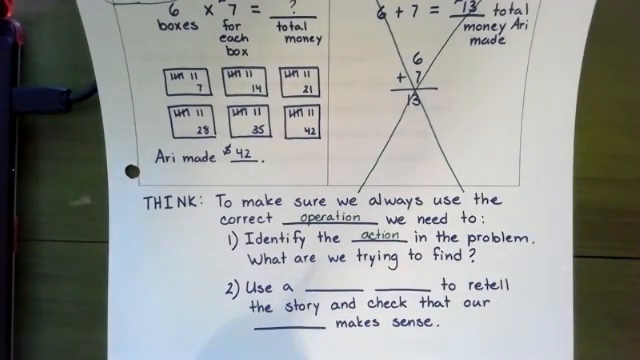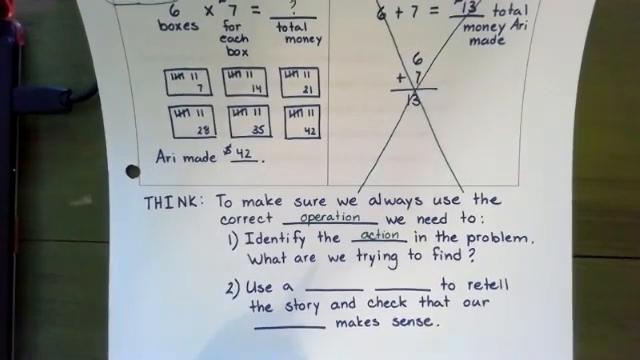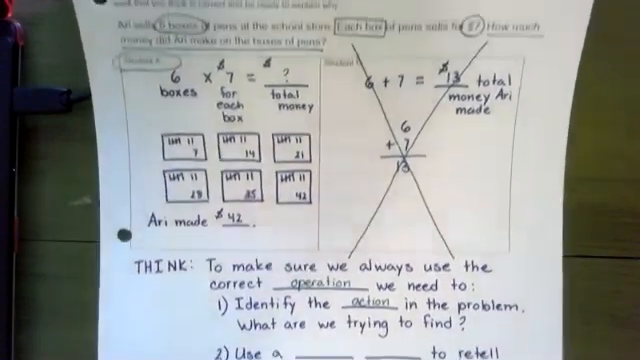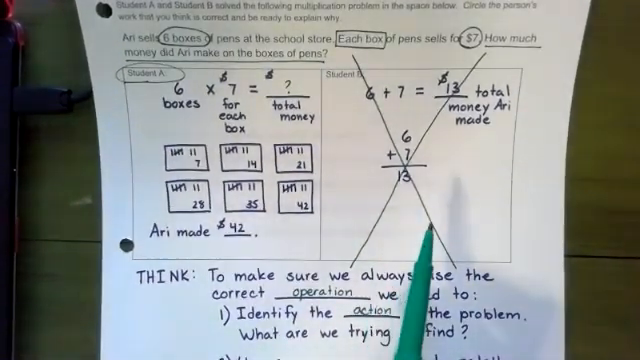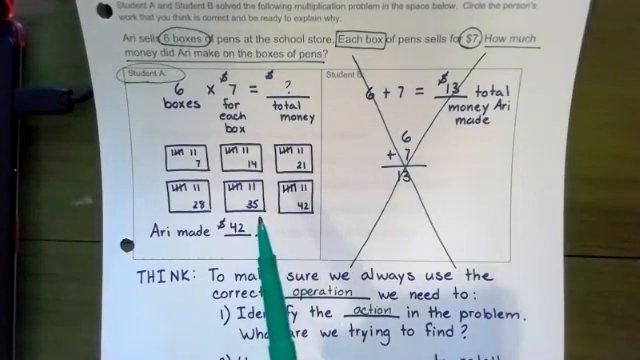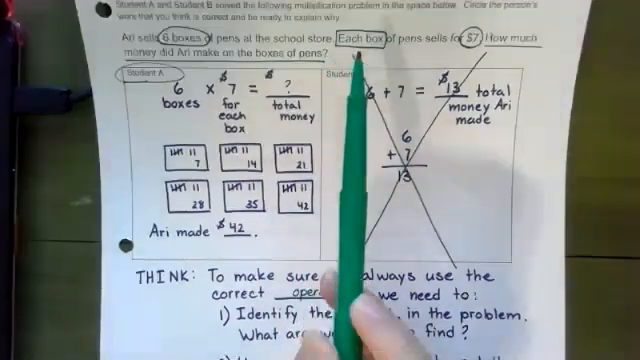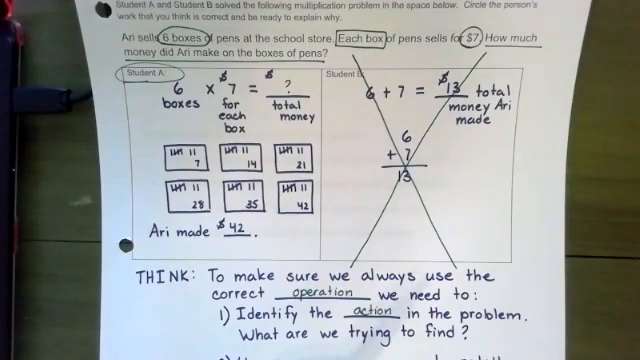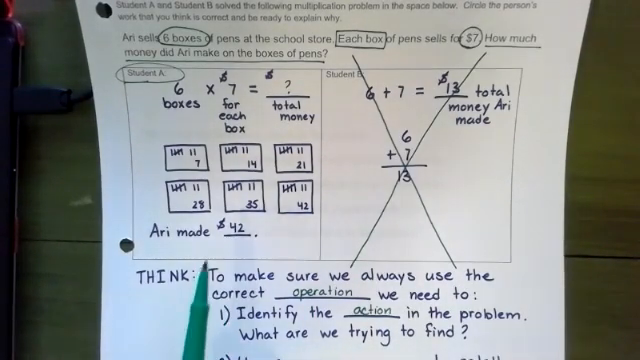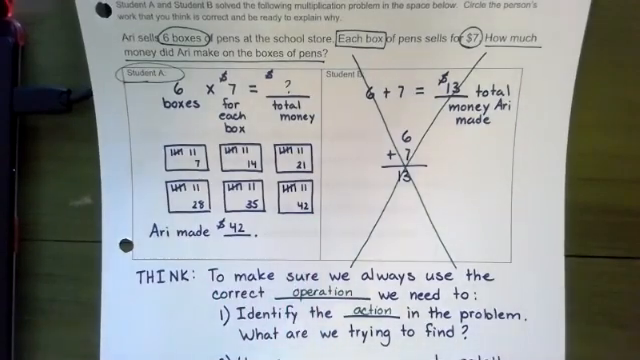If we're trying to find a total, we can usually use multiplication or addition. Be careful. As you can see, student B used addition, but it should have been multiplication. Words like each can help us to find out if we should use multiplication, or if we're using addition, make sure it's repeated addition.